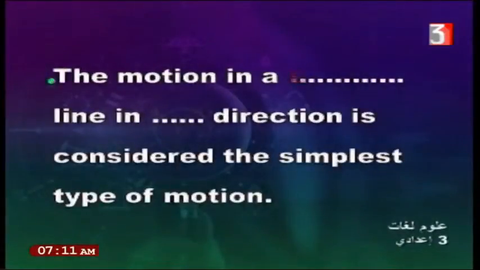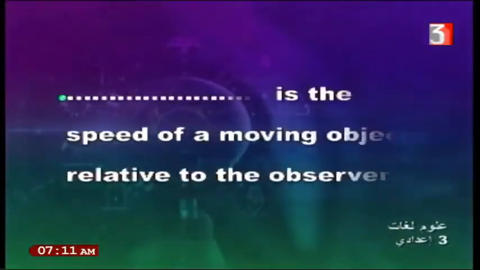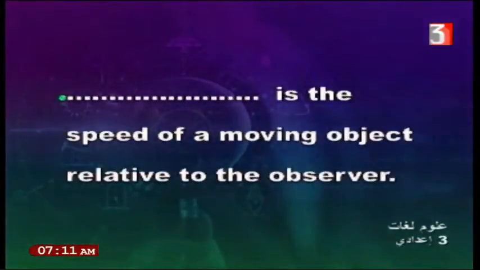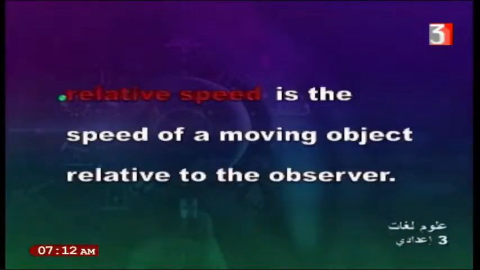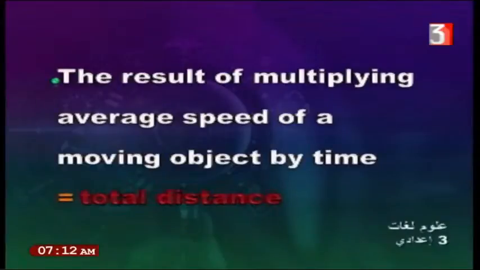Motion in a straight line in one direction is considered the simplest type of motion. The speed of a moving object relative to the observer is the relative speed. Multiplying the average speed of a moving object by time gives the total distance.